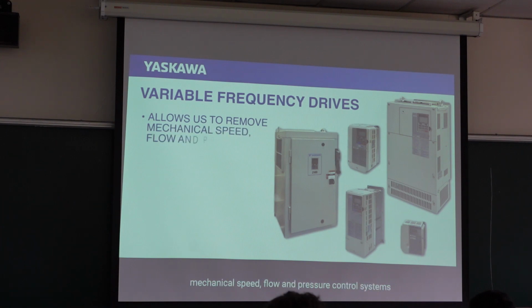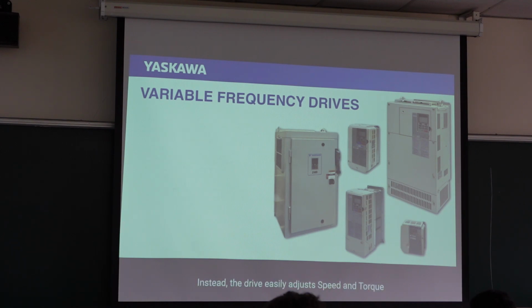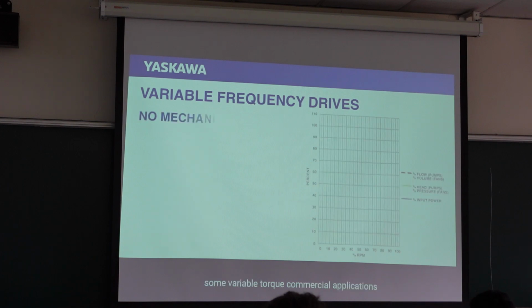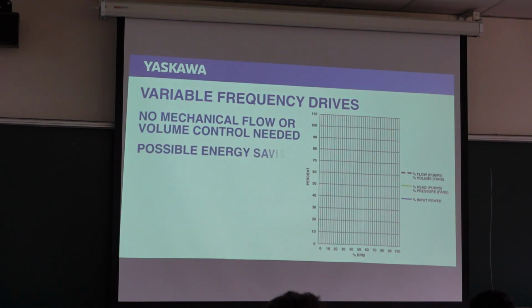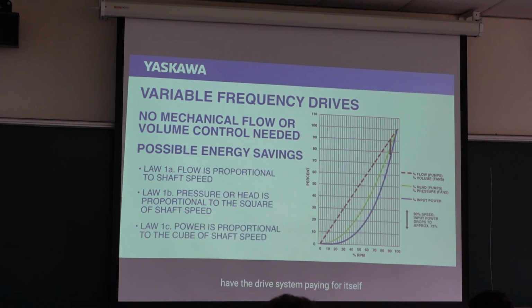Using a variable frequency drive for these types of industrial and commercial applications allows us to remove mechanical speed, flow, and pressure control systems that may prove difficult to regulate and could possibly be failure points. Instead, the drive easily adjusts speed and torque to given system demands. Some variable torque commercial applications can take advantage of affinity laws and use the least amount of energy to meet flow or pressure demand. This can lead to energy savings that can have the drive system paying for itself within a short period of time.